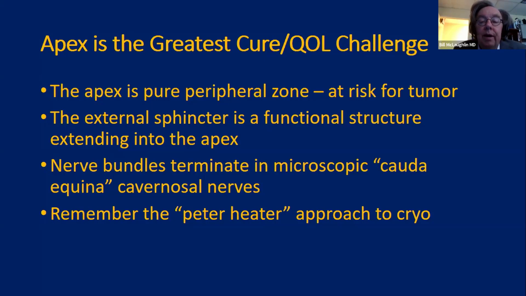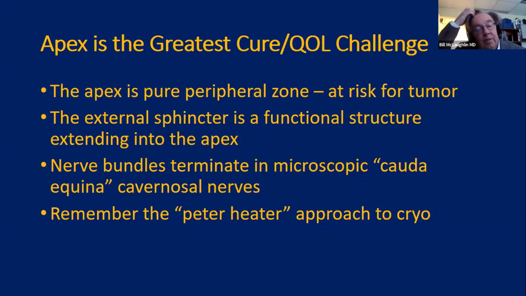And remember the Peter heater approach to cryo. When they used to do cryo and they did it well and they froze the whole prostate, the incontinence rate was 40%. Maybe not that high, but it was extremely high. Why? Because they were freezing the apex, they were freezing that external sphincter. So what they decided was, we will put some warm water through a catheter, run it in while we do the cryo. The apex will not get super cold, and therefore we will spare the sphincter. So what happened? Well, the continence rate went up. The failure rate went up because they were sparing those tissues from freezing.